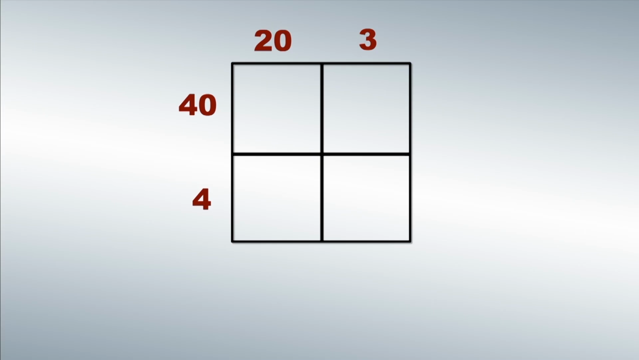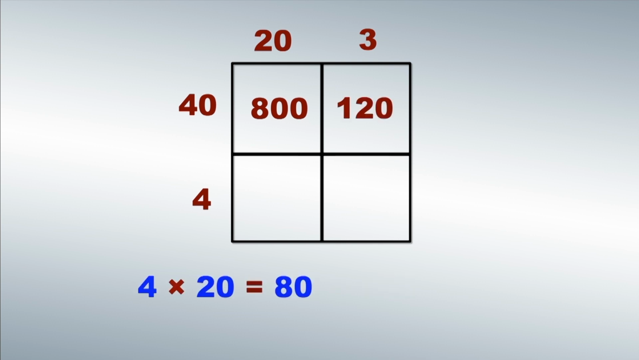Step 4. Now multiply first 40 and 20 and write the product 800 in the first square. Then multiply 40 and 3 and write the product 120 in the second square. Step 5. Multiply 4 by 20 and 4 by 3. Then write the products 80 and 12 in the third and the fourth squares.